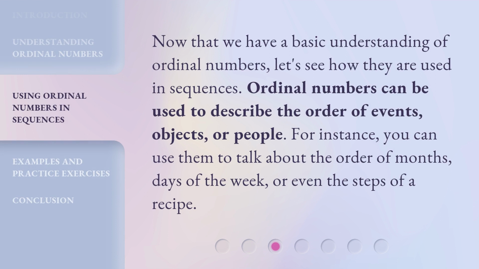Now that we have a basic understanding of ordinal numbers, let's see how they are used in sequences. Ordinal numbers can be used to describe the order of events, objects, or people. For instance, you can use them to talk about the order of months, days of the week, or even the steps of a recipe.